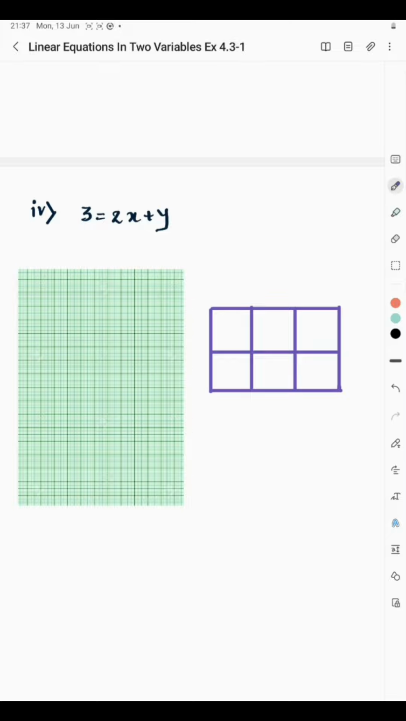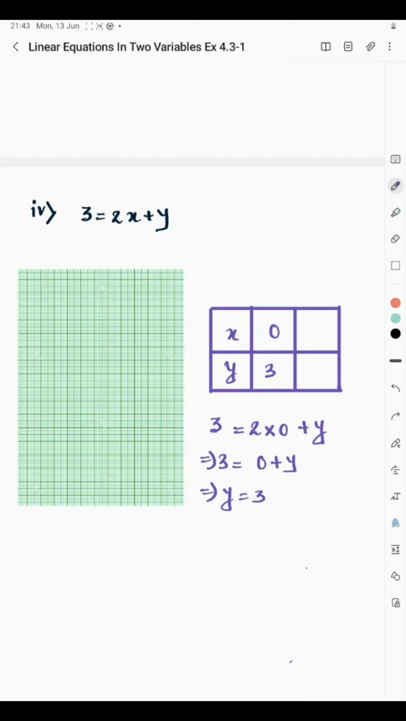Now in the last equation we have 3 is equal to 2x plus y. So before drawing the graph, we will have to find the solution of this equation. So let us write x and y. Now at first we are considering the value of x is, say, 0. Now if the value of x is 0, then 3 will be equal to 2 multiplied by 0 plus y. So 3 will be equal to 0 multiplied by 2 is 0 plus y. So the value of y will be 3.